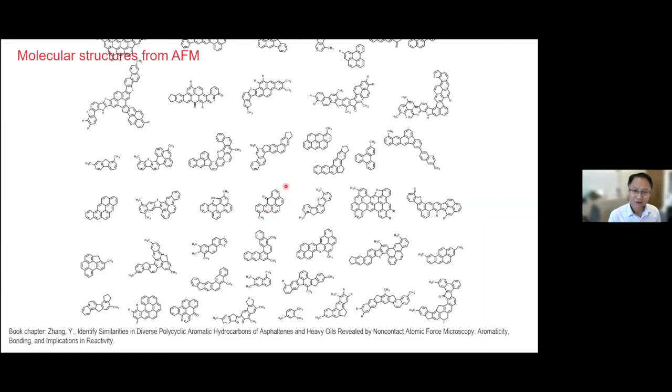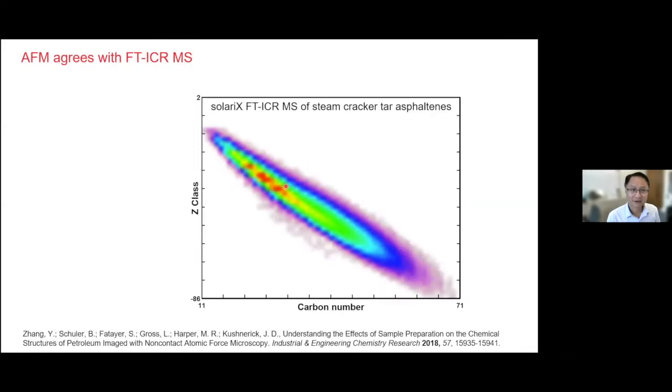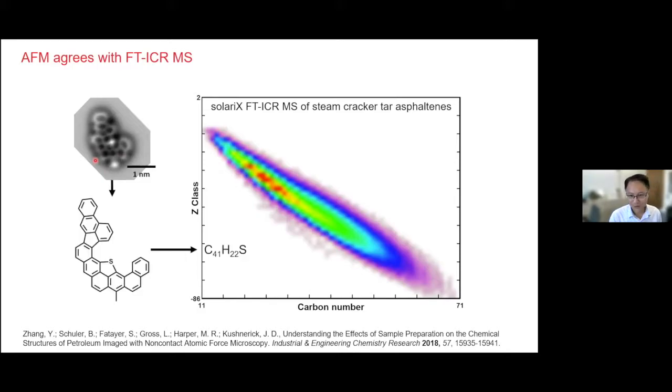First, we compare this result with FTICR. This is FTICR of the steam cracker tar, and we compare the same sample. This is the relative abundance, this is the Z class or aromaticity, and this is the carbon number. With the same sample, AFM, we can collect this image, derive the structure, get the formula, and then map it onto this abundance plot. You can see they are consistent, and then we can map all the molecules.